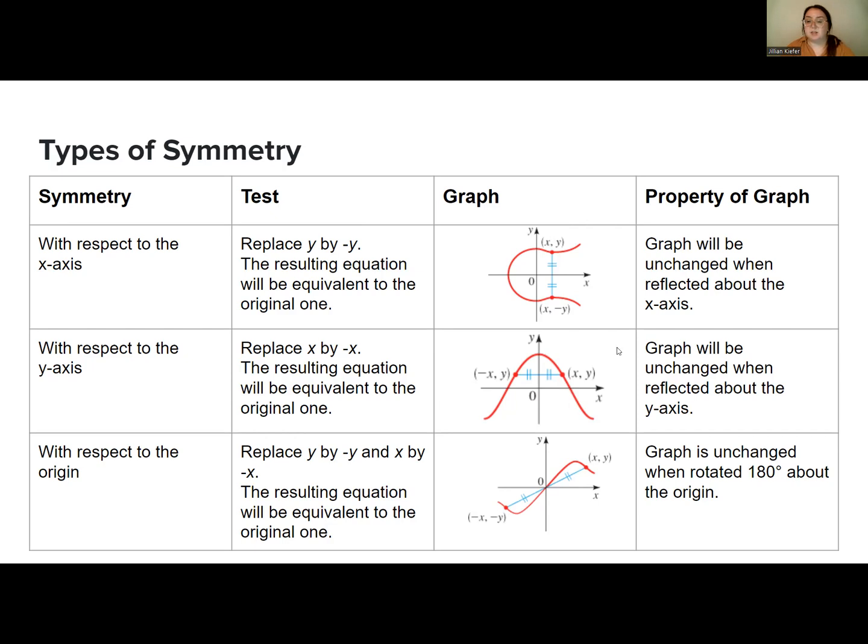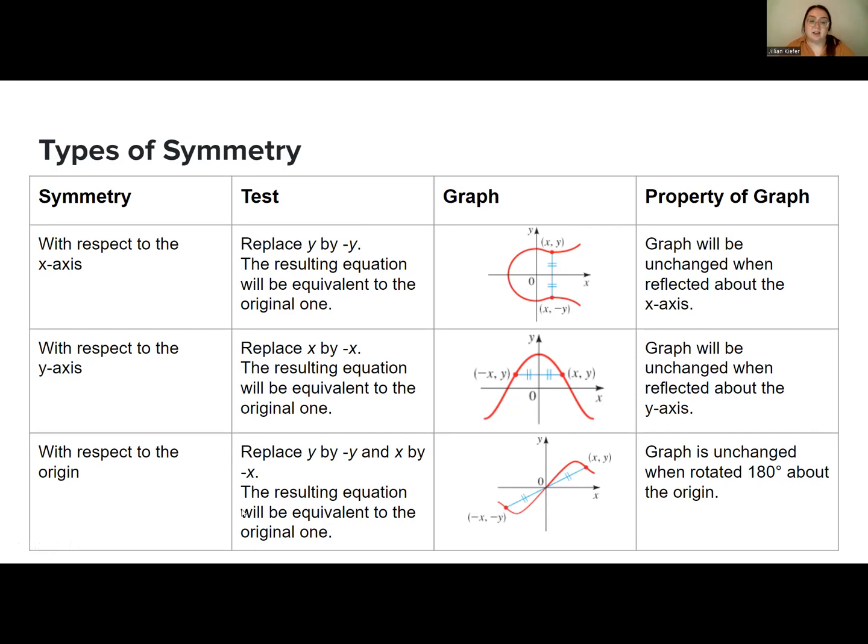So here is an image as well with symmetry across the y-axis. We have these two sides. It looks like if you folded it sideways, left and right, it would look the same. So your graph is unchanged, reflected about the y-axis. It is symmetric going from left to right.